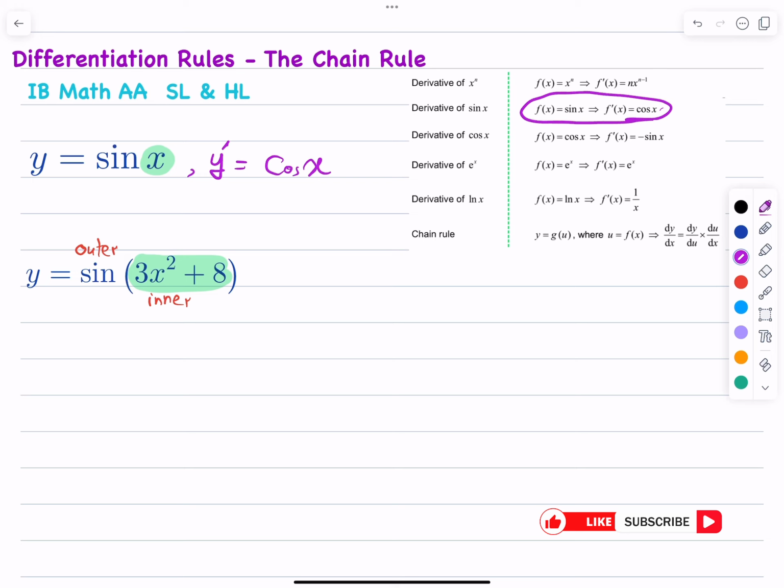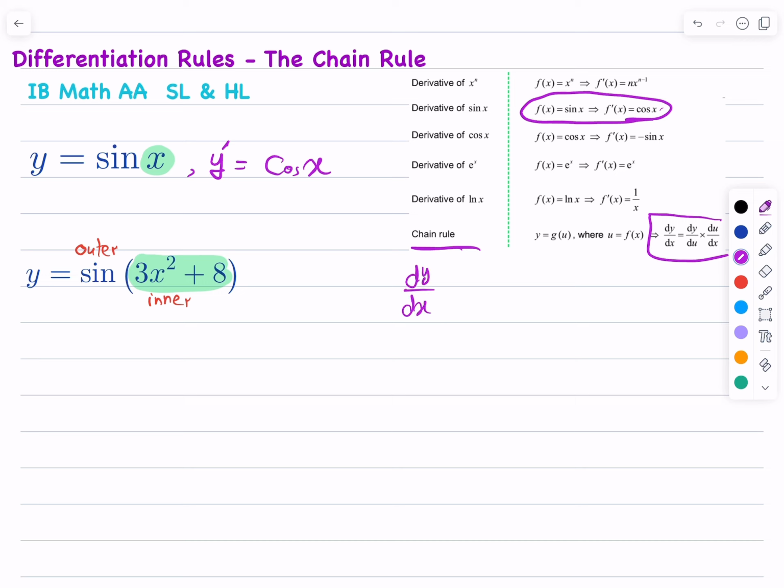So what is the chain rule? As you see here, it's given in the formula booklet. So the derivative dy over dx can be expressed like this: dy over du, then multiplied by du over dx. As you see here, we multiplied top and bottom by du so that we don't change this fraction. See now here, if you cancel them, you still have dy over dx.